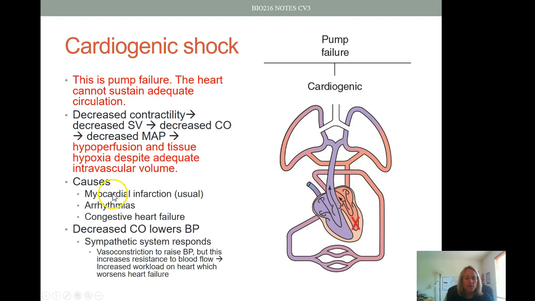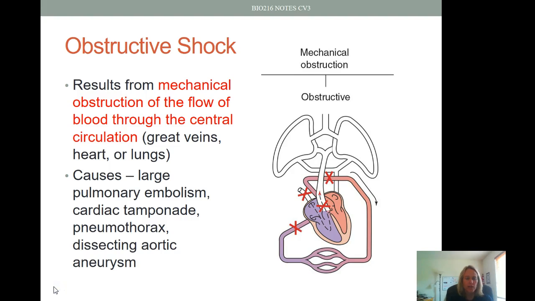The usual cause is myocardial infarction. This can also be caused by arrhythmias and congestive heart failure. The decreased cardiac output lowers the blood pressure, and we're going to see a response by the sympathetic nervous system that's going to cause vasoconstriction to raise blood flow. But the increased resistance to blood flow is going to increase the workload on the heart, which is going to worsen the heart failure.